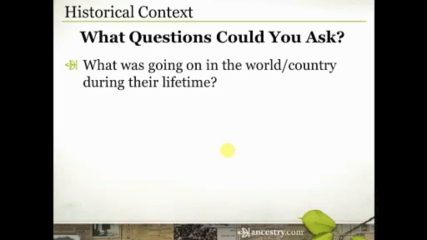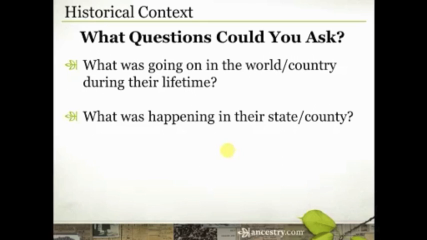So one of the questions you should probably be asking is, what was going on in the world and in the country where your ancestor lived during their lifetime? What kind of world events? Were there conflicts? Were there natural disasters? What was going on politically? What were the historically significant events?